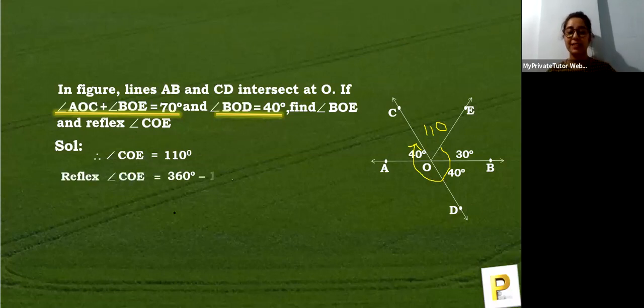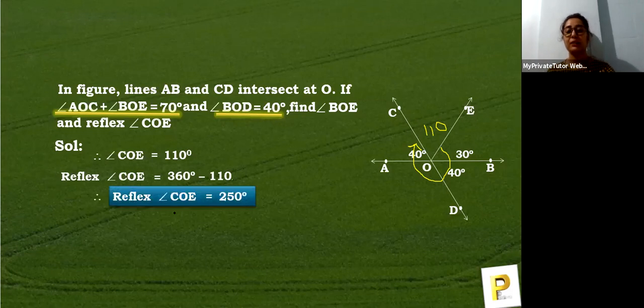So reflex angle COA is equal to 360 minus 110. Okay, so the whole angle is what? 360 degree. So we'll subtract it by 110. So let's see what is that. So if you subtract 360 minus 110, you get the answer as 250, and 250 is the correct answer.